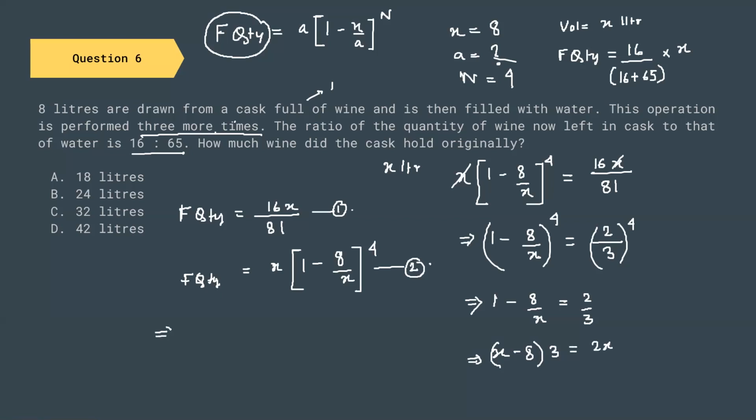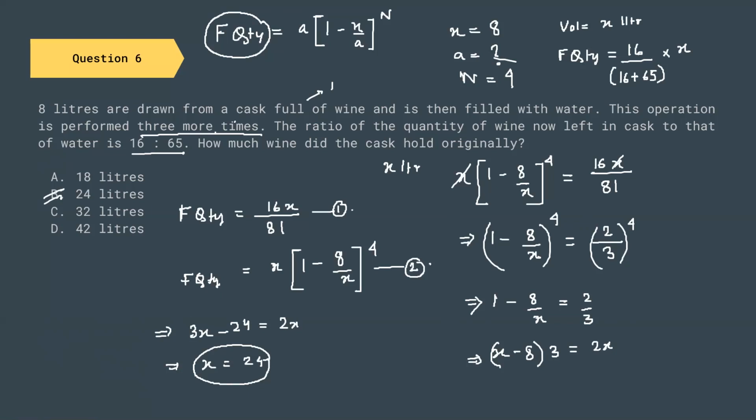So that gives us 3x minus 24 equal to 2x. 2x will come here and 24 will go there. So this will be x is equal to 24. So the initial quantity of wine that was present in the cask was 24 liters.